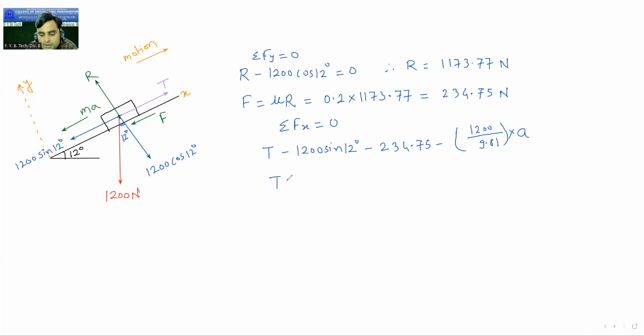And the equation will be T minus 122.32A is equal to 484.24. Please check the equation. Okay.